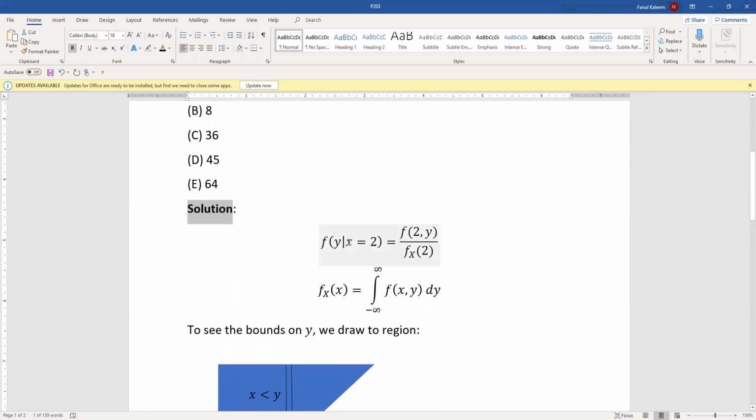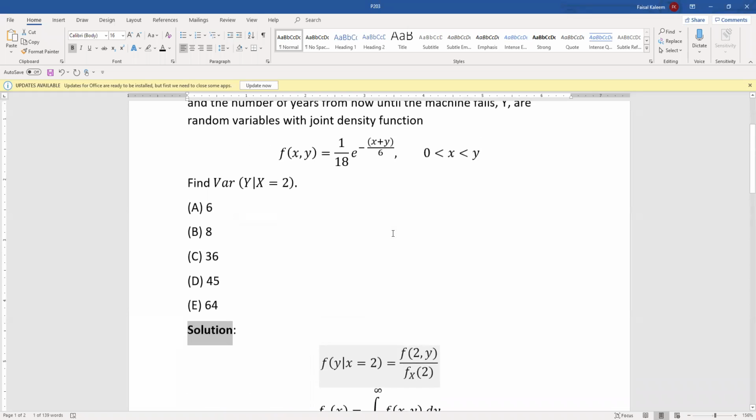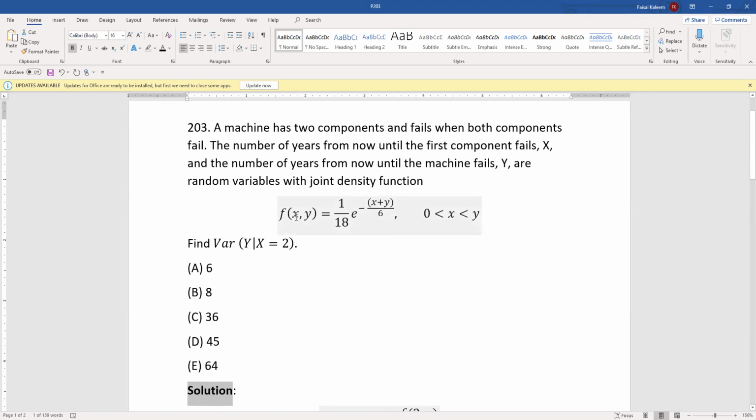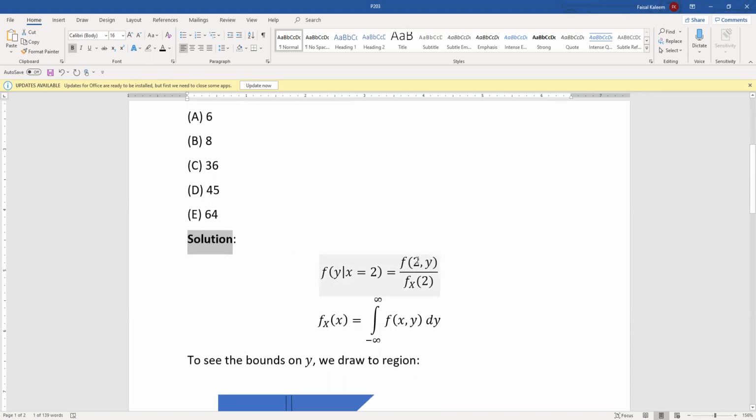And if we think about it, we've done this a few times before, but just to recap, this means f of y and x equals 2, which basically means f of 2 comma y. So the joint PDF at x equals 2. And then in the bottom you have the marginal density of x at x equals 2, so fx of 2. In a way, you can think of it as probability x equals 2. That's not quite the same thing, but it's a way to remember it.